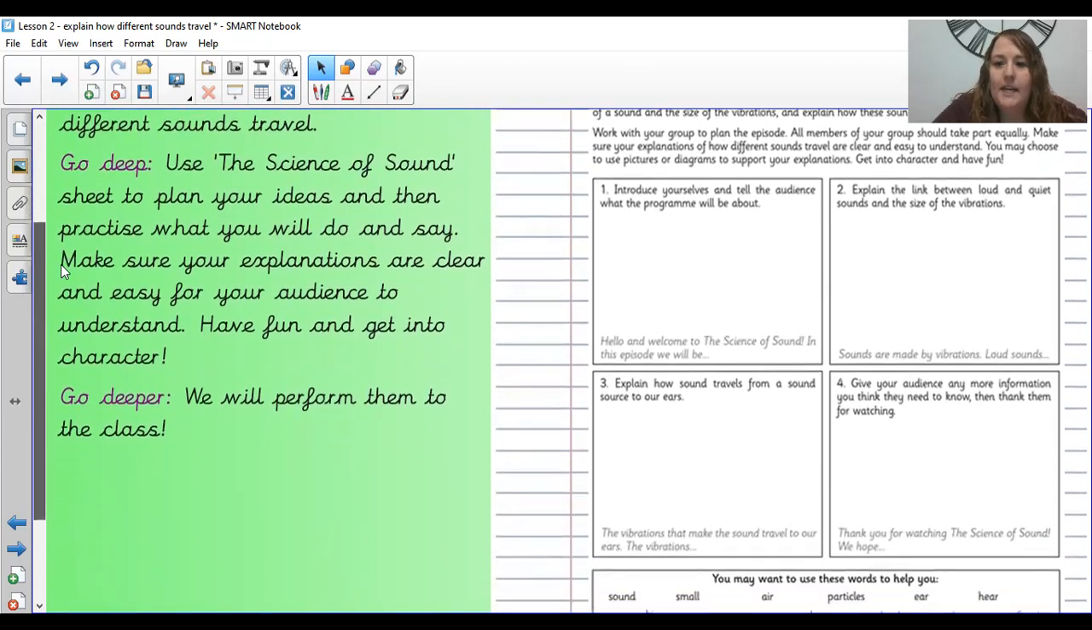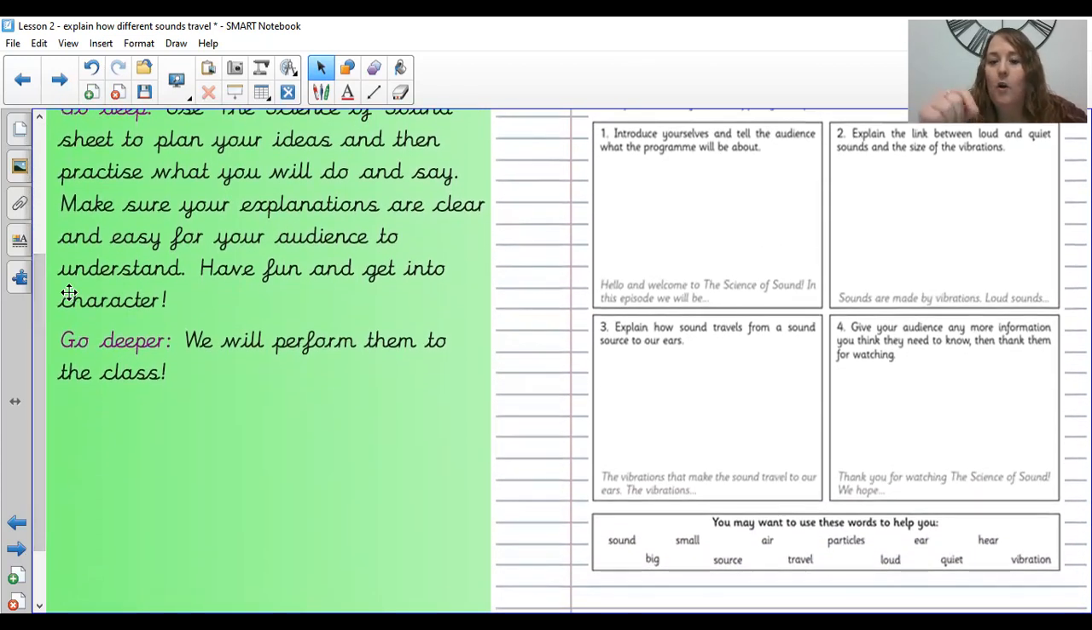So if I scroll the page down, you can do your planning on here, and there are some words right at the bottom to help you. So the first thing you're going to need to do is to introduce yourself and tell the audience what the program is about. So you might say, hello, my name is whatever your name is. I am here to tell you all about sound today. I'm from BBC Newsround.